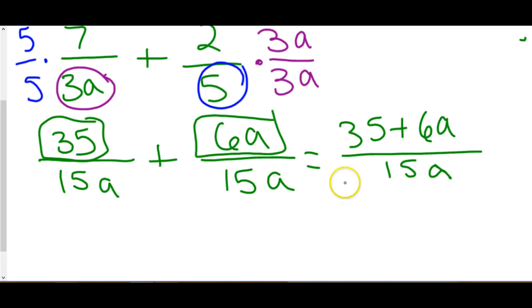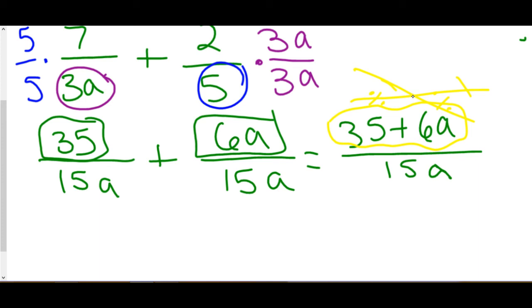Now in a problem like this, you do need to check and see if there's something that you can reduce by. So starting with the top, I want to see, is there anything that divides into both 35 and 6? Well, 35 is 1 times 35 or 7 times 5. 6 is 1 times 6 or 2 times 3. The only thing they have in common is a 1, which we can ignore. Doesn't help us. So if there's nothing that divides into it, we can't reduce this any further.